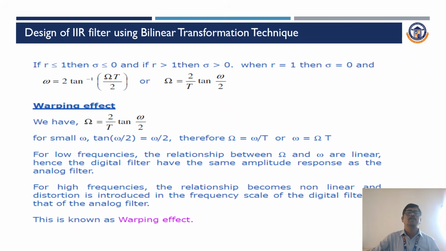The digital filter then has the same amplitude response as the analog filter. But at high frequencies, the relationship is non-linear, so distortion is introduced in the frequency scale of the digital filter. This is called the warping effect. How can we avoid this warping effect? You have to do pre-warping.